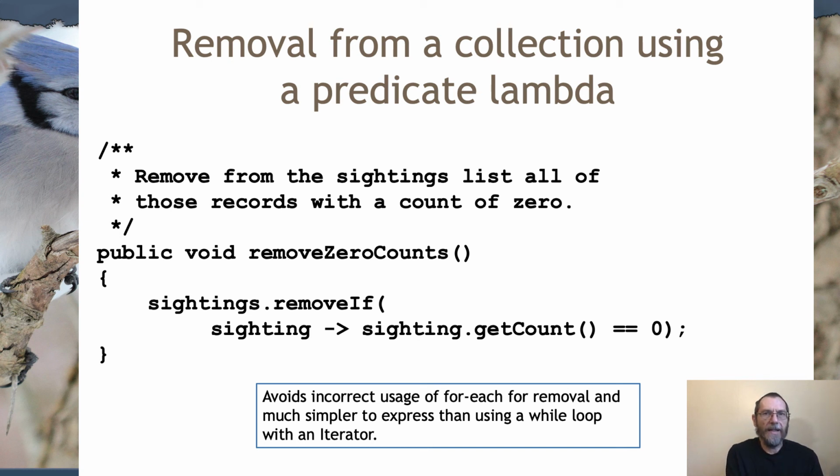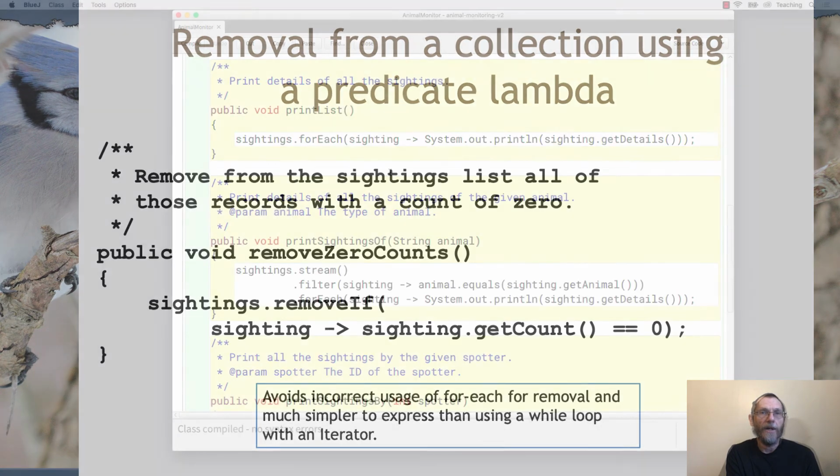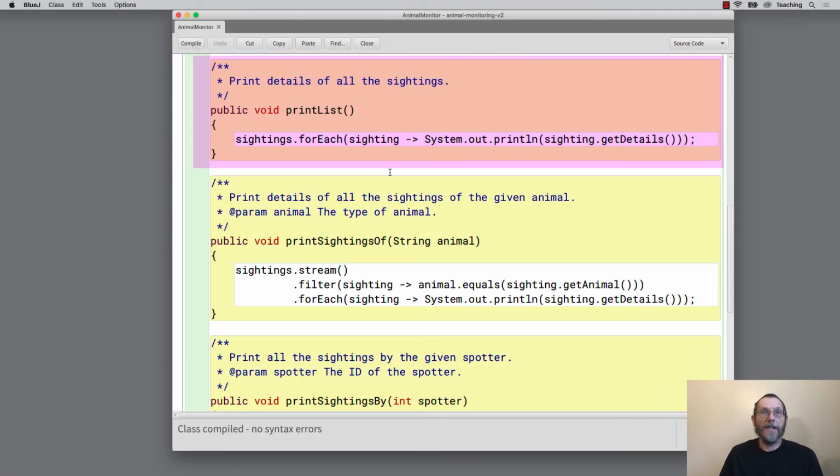So let's look at how use has been made of these features in the animal monitoring project and see the stream and lambda based equivalents of the functionality that we saw in a previous video for this project. Here we see that the list can be easily printed. We can apply the for each method on the array list directly, and we pass a lambda in that says we want to call get details on the sighting and print it out.